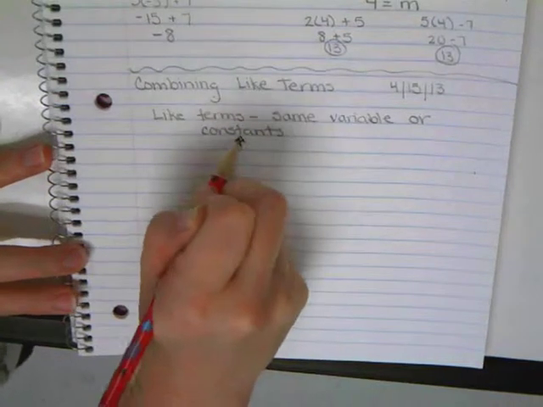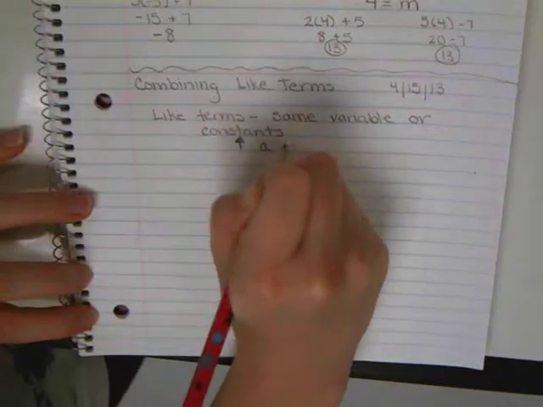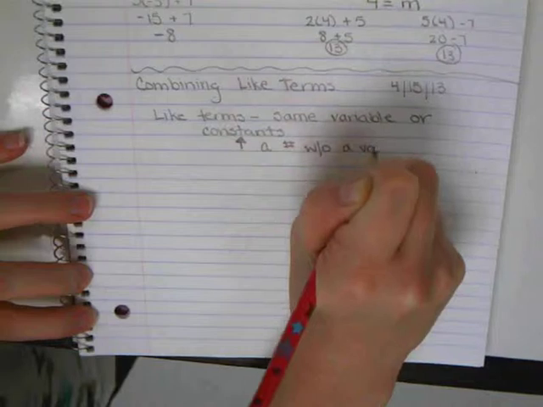This is a funky word right here, constants. We're talking about math. What is a constant? A constant is a number that stays the same, or something. Good. A number without a variable.